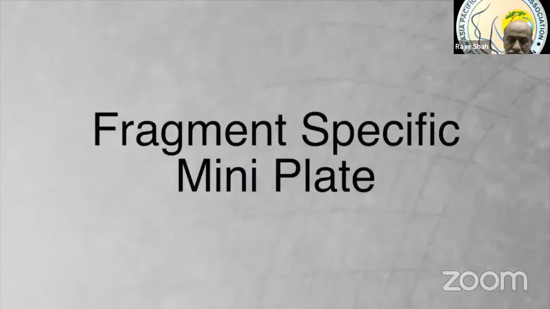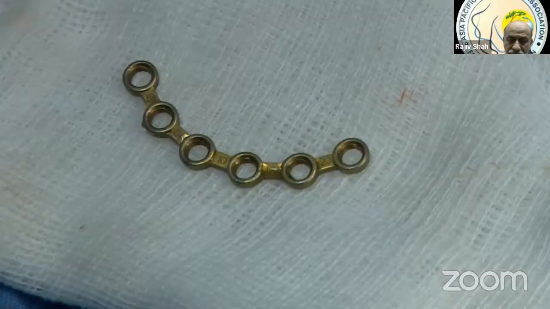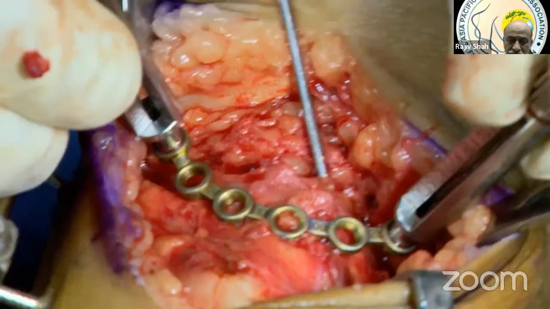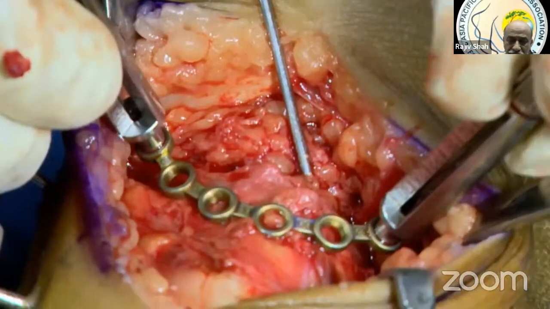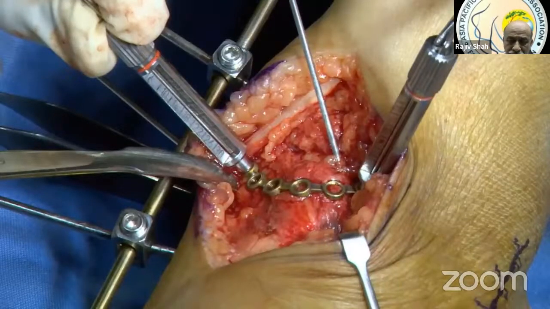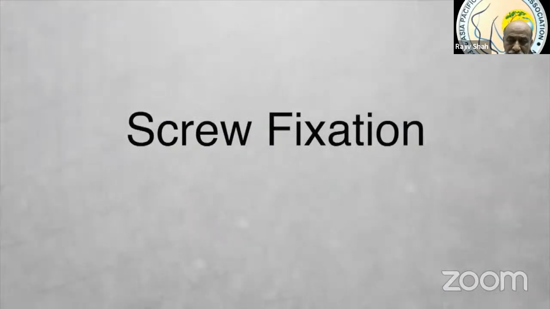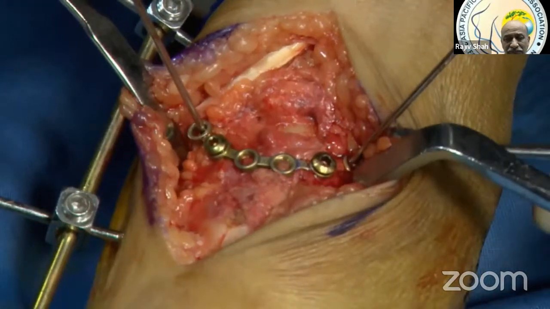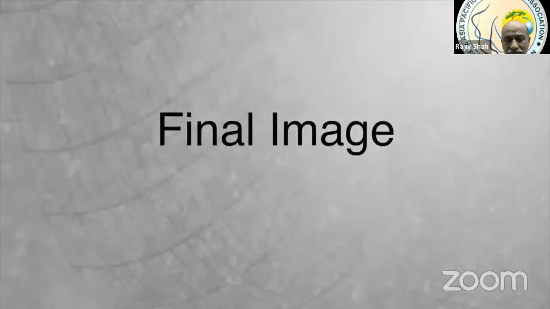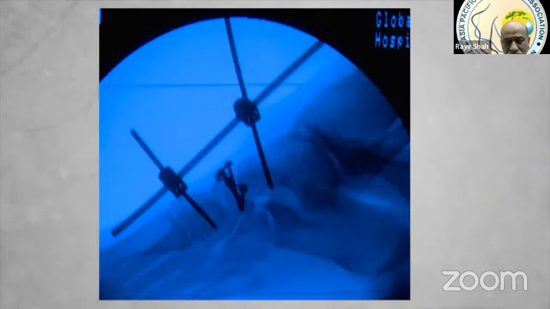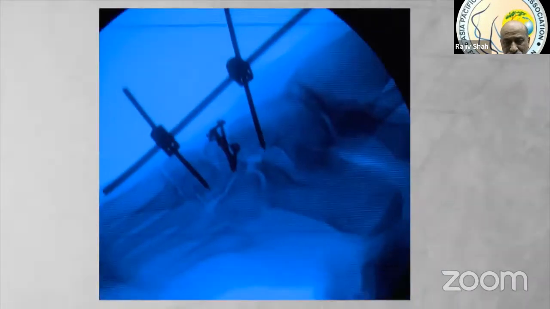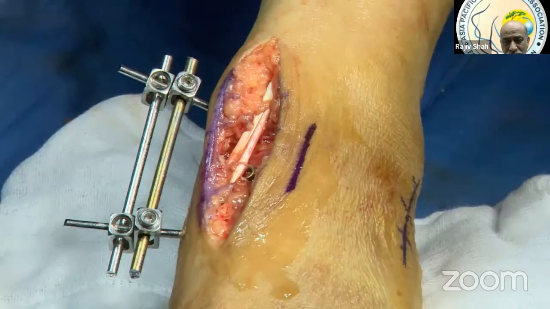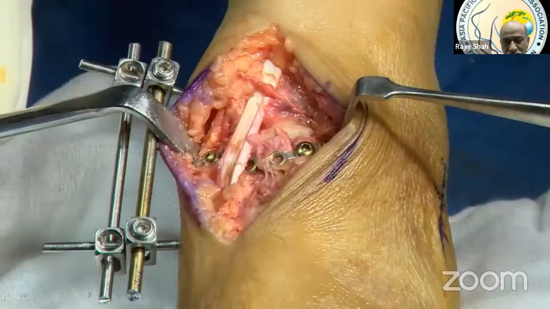A fragment-specific mini plate is used, which can be tailored to the size and shape of the bone with the use of locking towers as templates. Screw fixation through the plate is done, leaving behind holes where the combination comes into play. The final image after plate fixation with the distractor on looks like this on radiology. The clinical picture after fixation of the medial column looks like this.